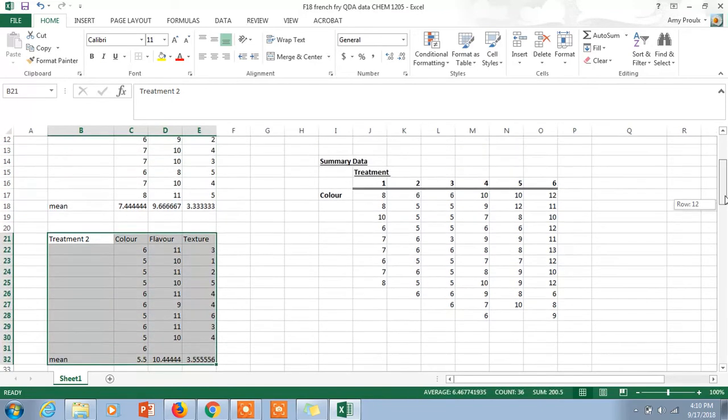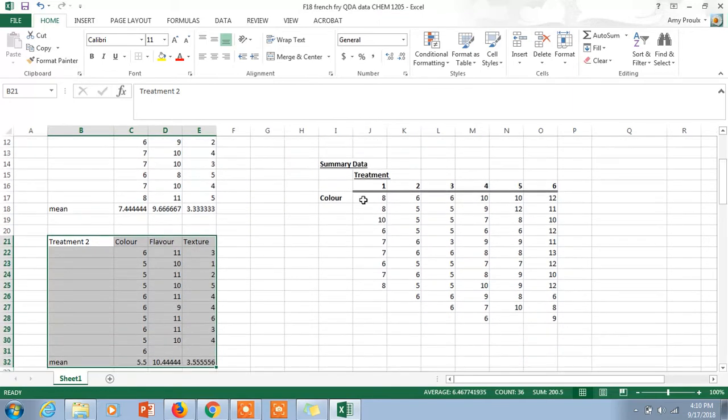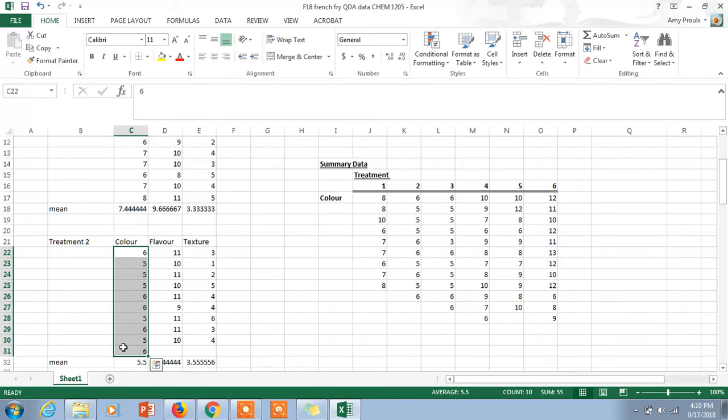But when we're doing this descriptive statistics, I am not comparing the score of color versus flavor within a treatment. I am comparing color between treatment 1 versus color between treatment 2. And so I need to make a second grouping of my data. This is all just the color scores, and all I did was copy. Now I'm not copying my mean, but I'm copying this data over.